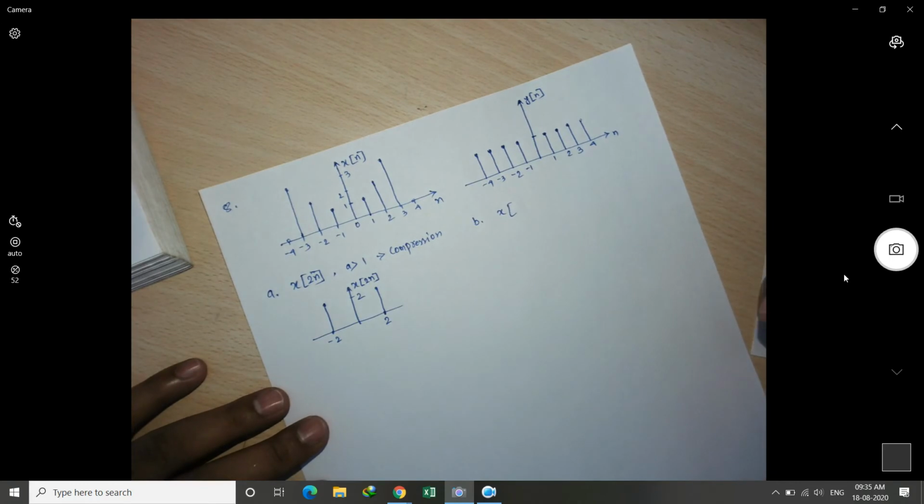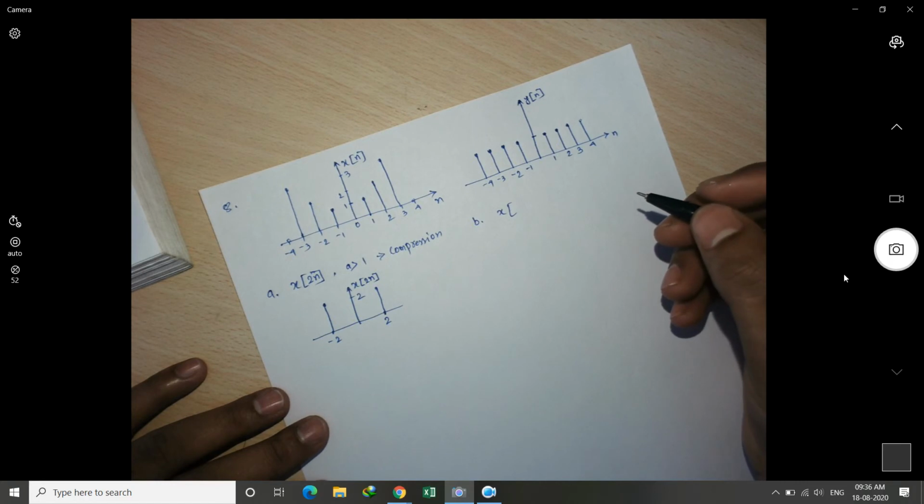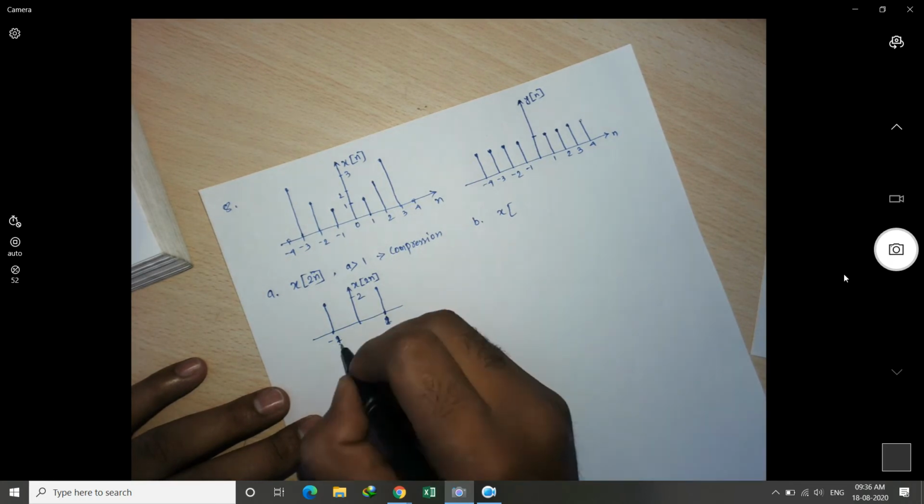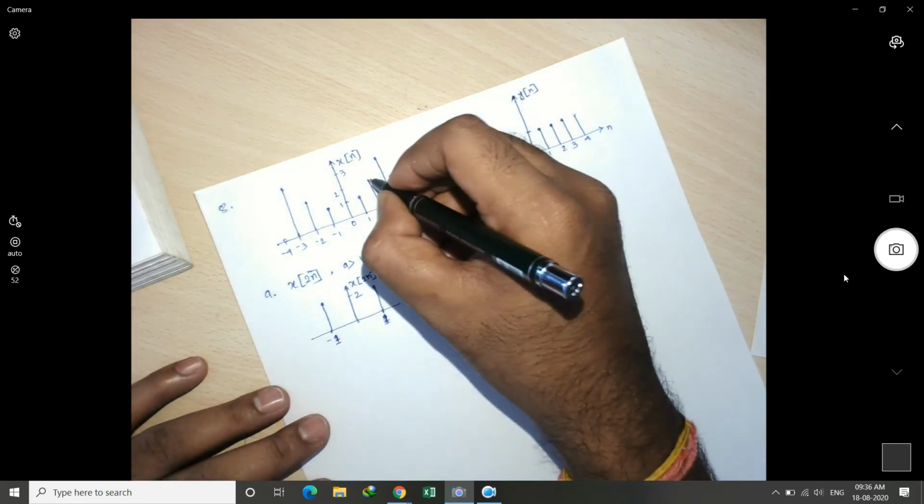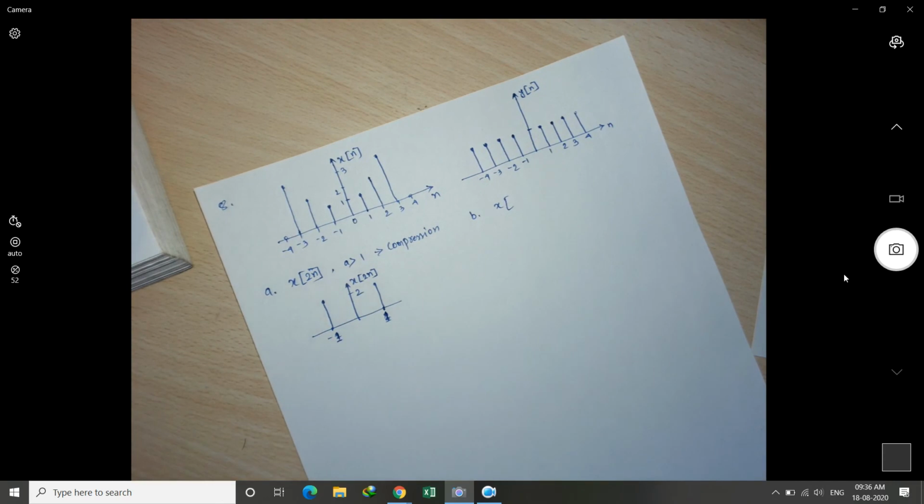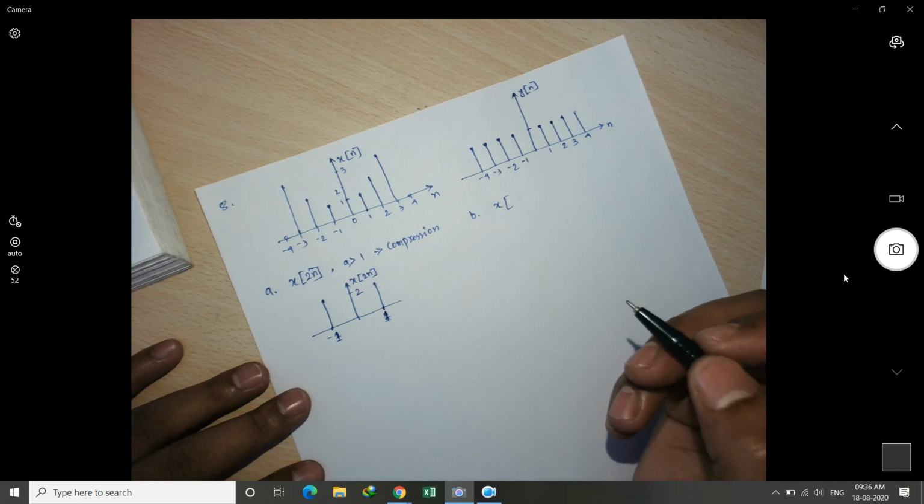Why do we change 2 and -2 to 1 and -1? Because we are changing the time scale. After compressing, the signal will become shortened. Sorry, this one will be 1, but the sample will be taken from that location. This is compression, so obviously this one will become -1 and 1 for this x of 2n, right?